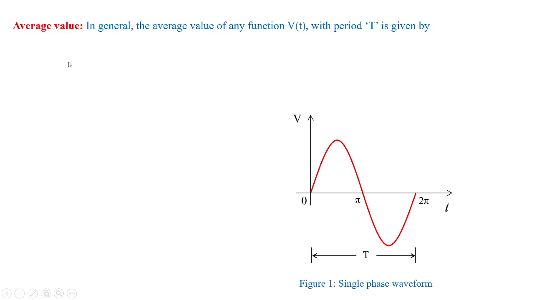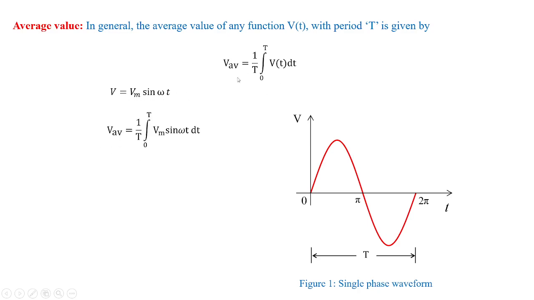Now, what if we want to calculate the average value of a sine wave? For this, we have a general formula for averaging the waveform, that is, taking the total time period as T, using 1 by T, and taking the integral from 0 to T of v of t dt. Here v of t becomes the instantaneous value. For instance, we have Vm sin omega t as the instantaneous value.